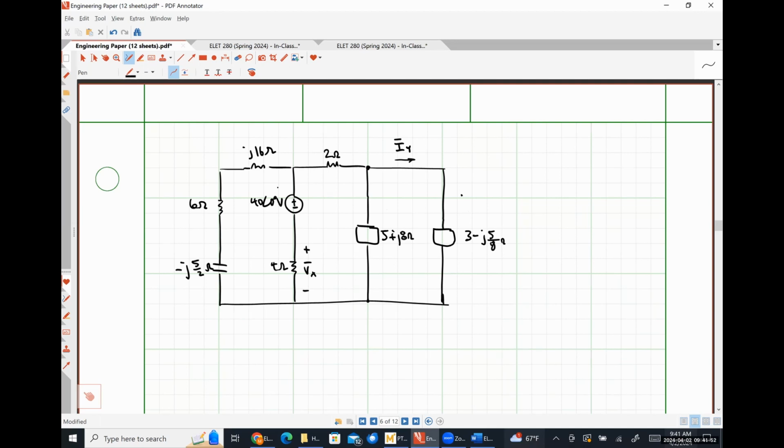So let's see. J16 minus 5 halves. 16 minus 2.5 is 13 and a half, which is 27 over 2. So 6 plus J27 over 2 for this branch over here.